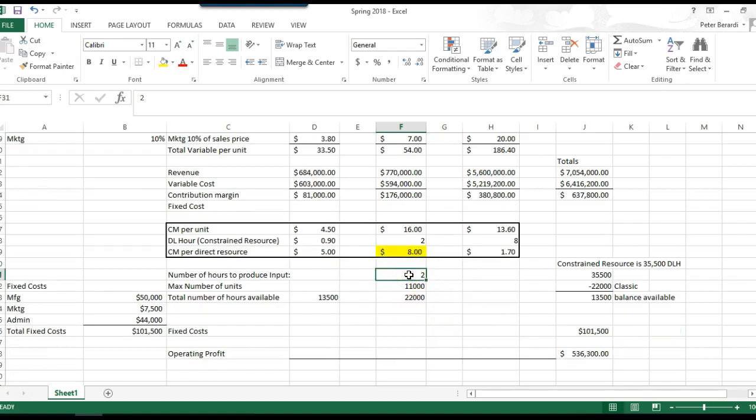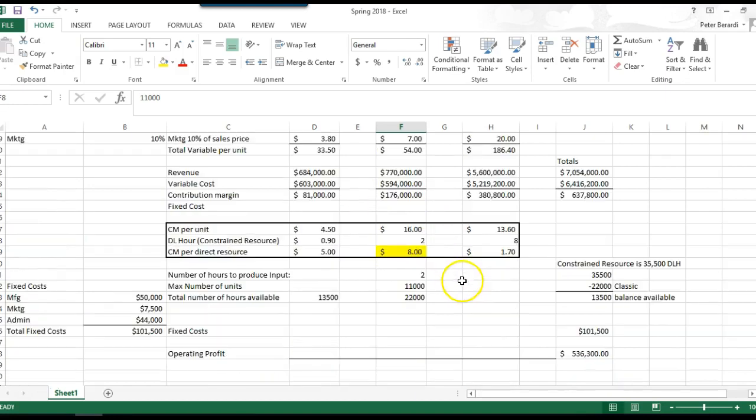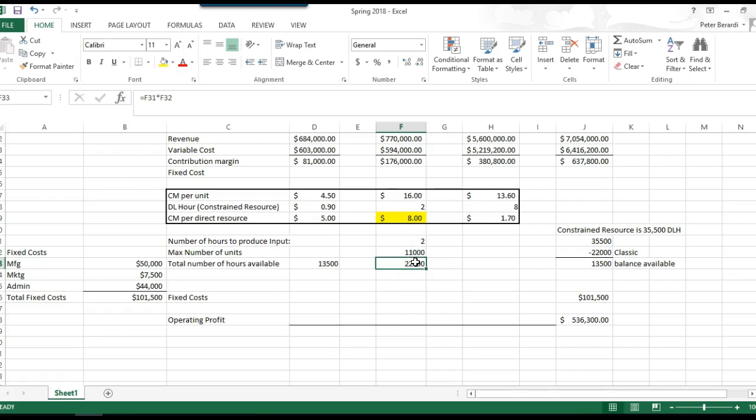So 2 hours to produce 1 unit. If we were to maximize the production of classic, we can produce 11,000 shirts. That gives us 22,000 hours available. Do we have enough hours in our resource bank, 22,000, to produce 11,000 units of Classic? Yes, we do, because we have 35,500. Therefore, we can produce all 11,000 units.